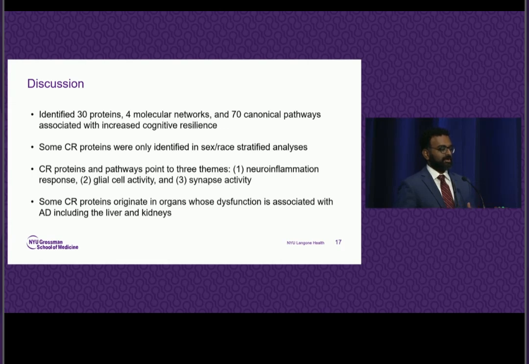So in conclusion, we identified a set of proteins, networks, and pathways that were associated with cognitive resilience. Some of these associations, though, were sex or race specific, and this emphasizes the value of increasing diversity in your sample, as well as considering sex, especially in the context of studying cognitive resilience. The main themes that came out of our analyses include neuroinflammation, glial cell activity, and synapse. I would refer to the main paper to see more about that. And we also saw some data that emphasizes the importance of looking outside the brain when it comes to cognitive resilience, and potentially some signals that were strong in the kidney and liver.